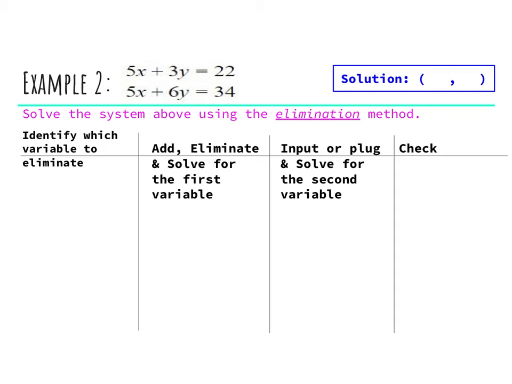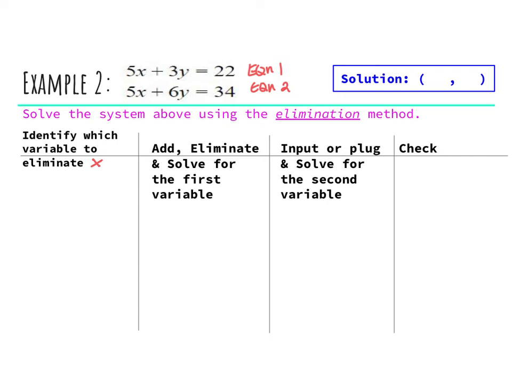It says solve the system above using the elimination method. So first, we're going to identify which variable we should eliminate. So we have equation 1 and equation 2. We notice that the variable x has the same coefficient in both equations, so we're going to eliminate x. But we also notice that the sign of that coefficient is the same in both equations. So that means that we have to multiply one of the equations by -1.